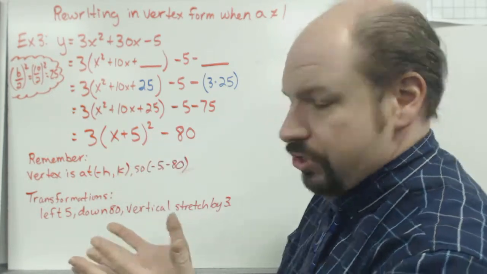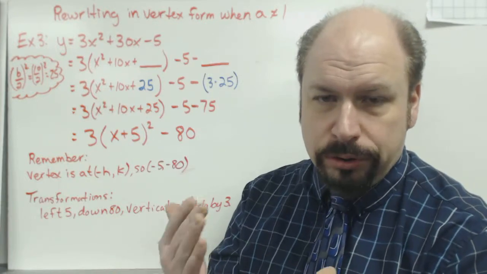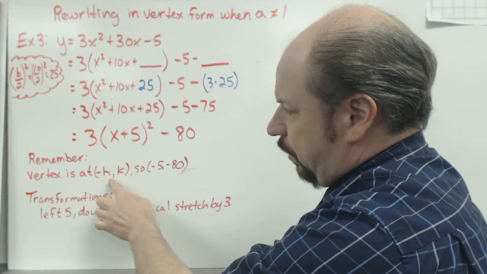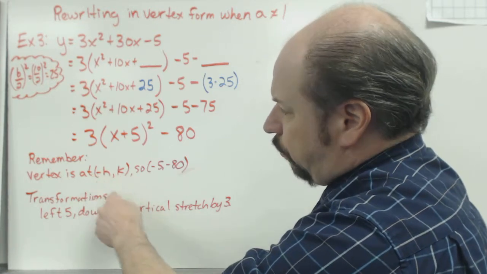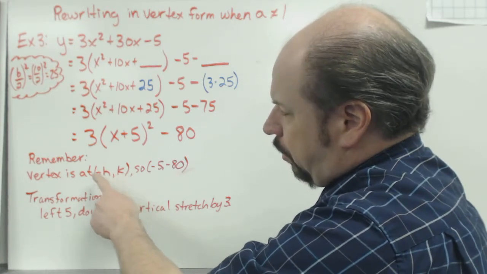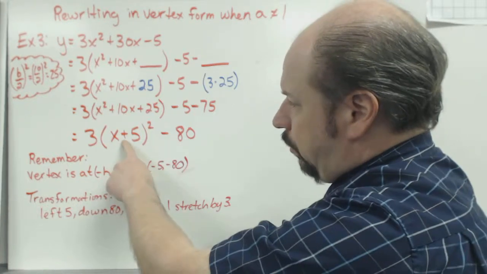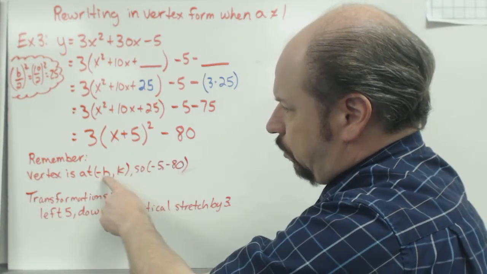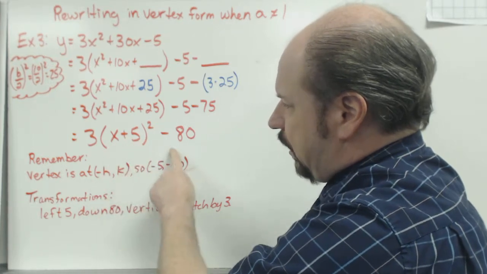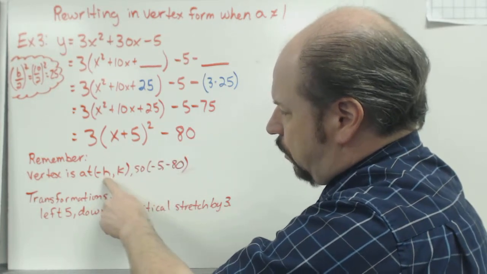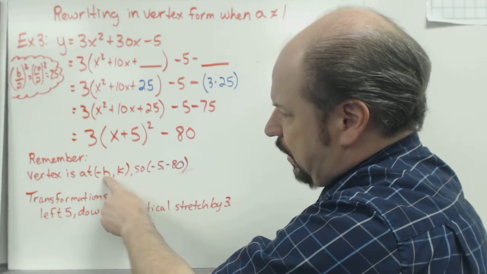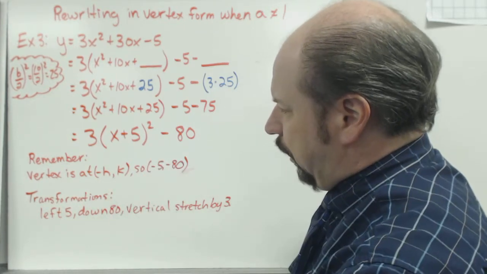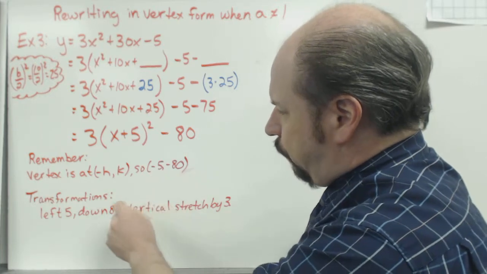Okay, just a couple of reminders. Remember that if we have to find the vertex here, the vertex is at (h, k). I wrote negative h, but it's the opposite of this, whatever that may be. Because it's x minus h plus k. So the h would be -5 here, and the k would be -80. So our vertex is at -5, -80.